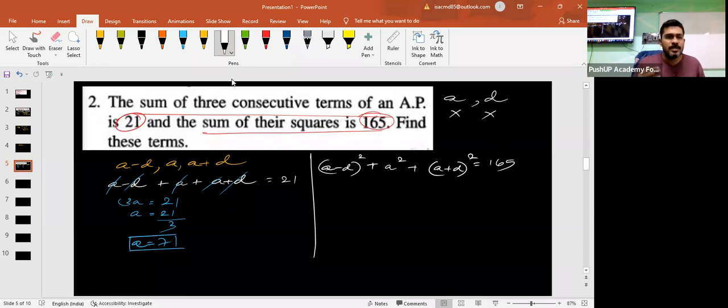Because the 3 numbers which we have taken are A minus D, A and A plus D, what will be the square of these 3 numbers? The square of the first number would be (A minus D) whole square. Square of the second number would be A square. And the square of the third number would be (A plus D) whole square. Now when you take the sum of the squares, it would be (A minus D) whole square plus A square plus (A plus D) whole square, and that is equal to 165. Now, how to simplify this equation?